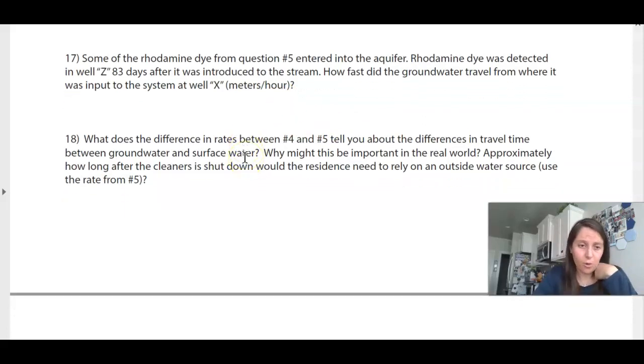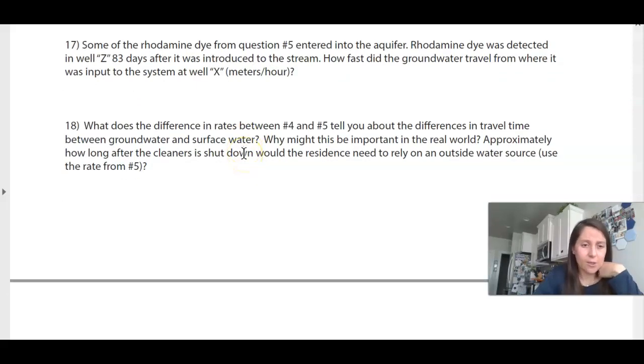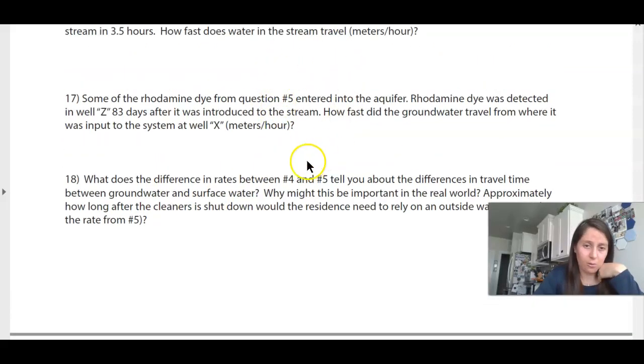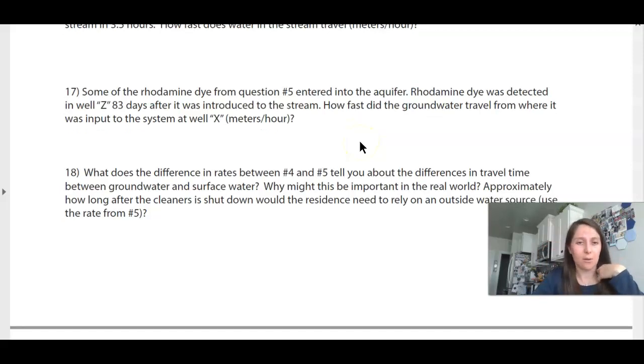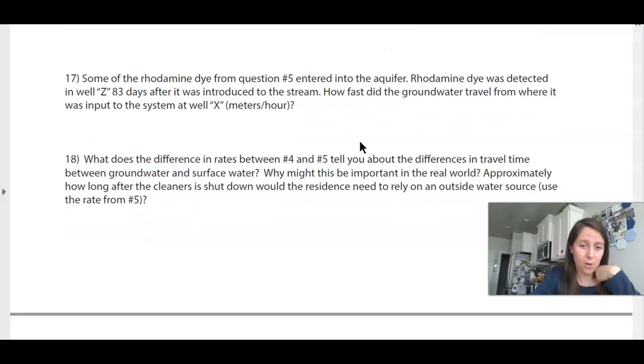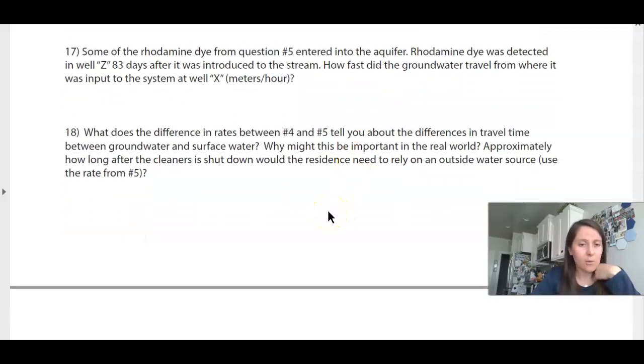Okay, lastly, what does the difference in rates between questions 16 and 17 tell you about the differences in travel time between groundwater and surface water? So these two will give you a rate. So how do the rates from either one compare? And what does that say about the flow of water at the surface versus the groundwater? And then later on you have to elaborate and explain how this might be important in the real world. And based on that also, you have to calculate something else.